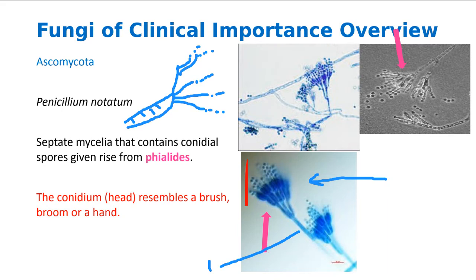Somebody help me out. Not phialide, not the head. No, this structure, the septate mycelia. Very good. That's what it is, right? Okay, so if I extend this out a little bit and then point right here, what are these things?